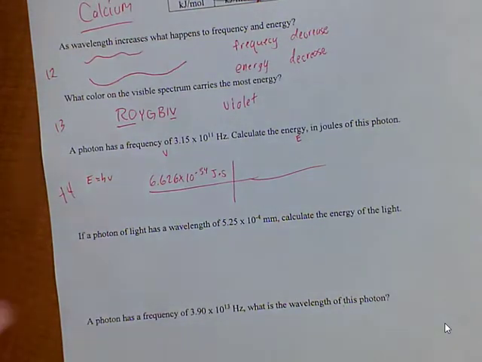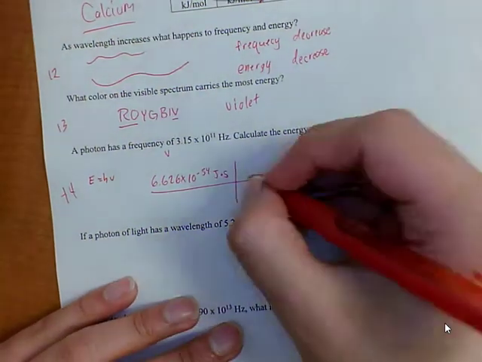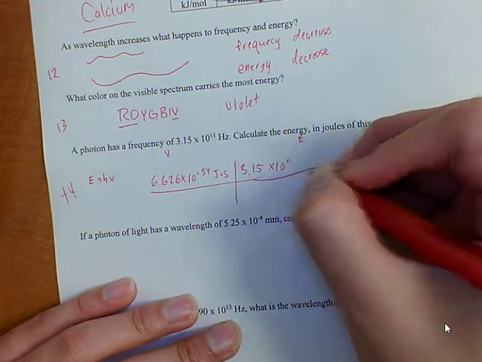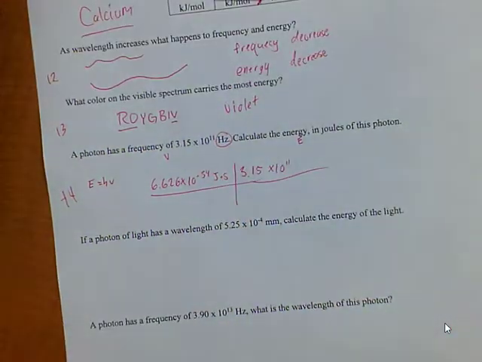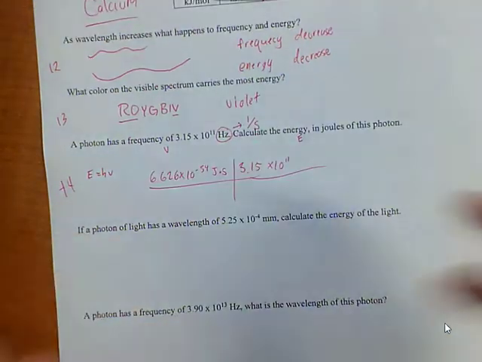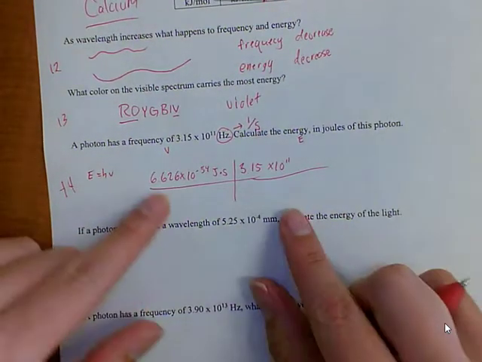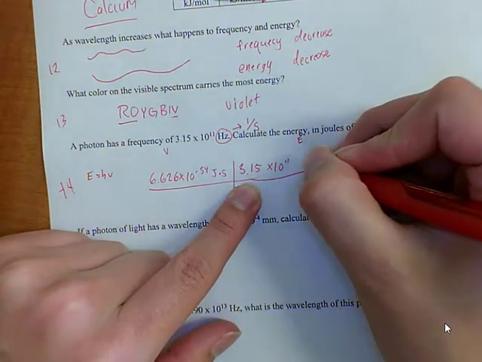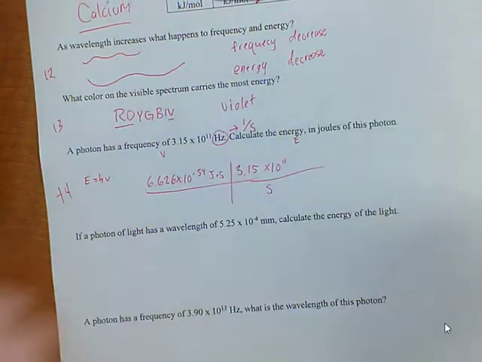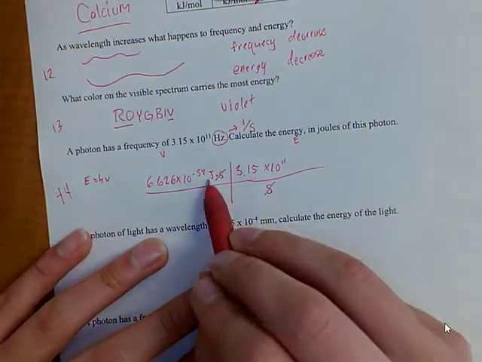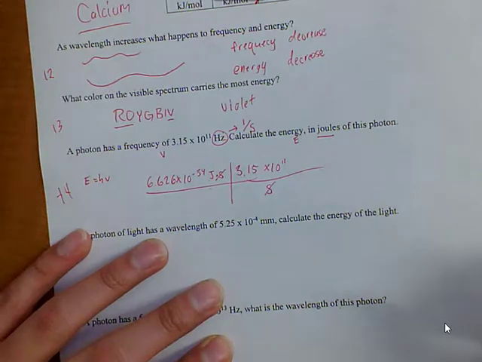There's H times V, so that also goes at the top. Remember, hertz, I always change hertz, or seconds negative 1, I always have to change it to 1 over S when I'm plugging it into the equation. So it's H times V times 1, I don't need to write it, but divided by S. And so looking here, my S's will cancel out. I'm left with joules. They want the answer in joules, so we're done.